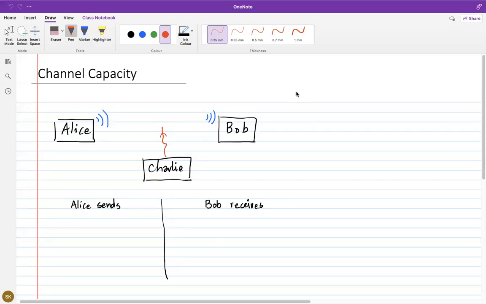Hi all, welcome to this lecture on channel capacity. The channel capacity result is one of the most fundamental contributions of information theory to many other disciplines. To understand this, let's consider the following setup.